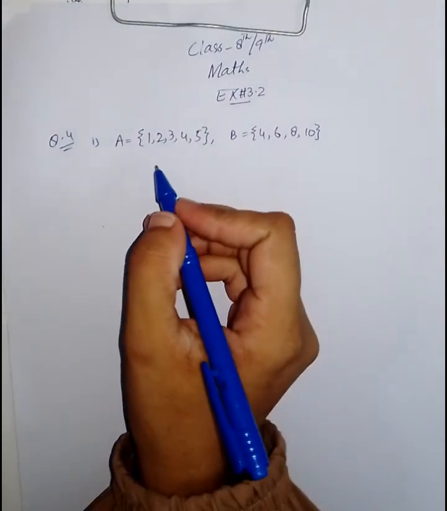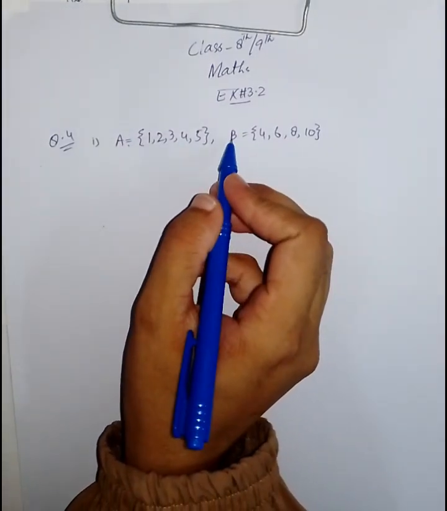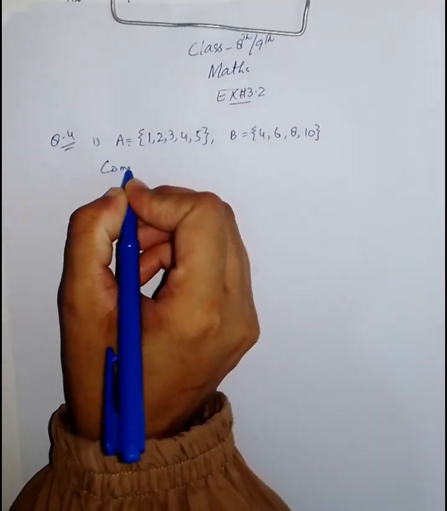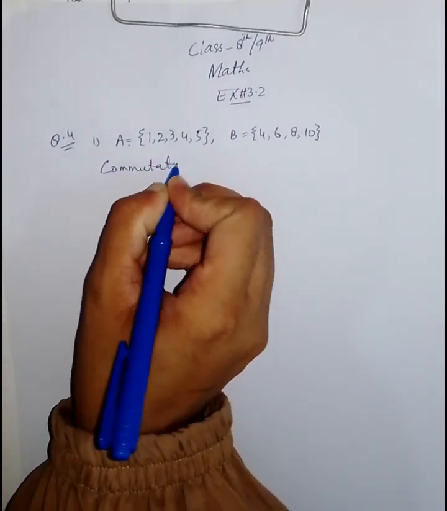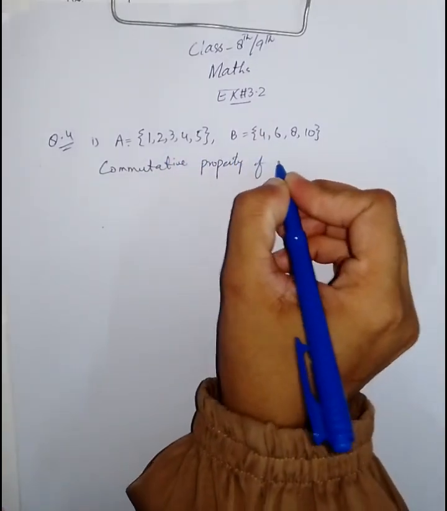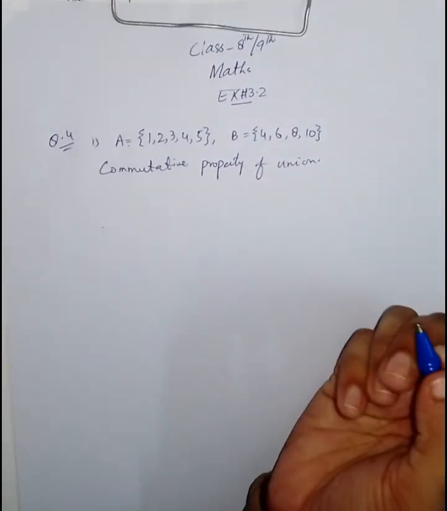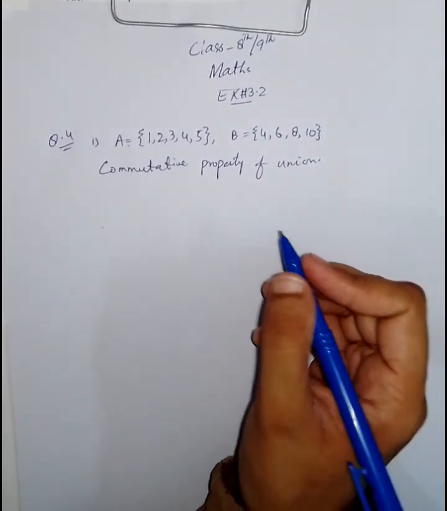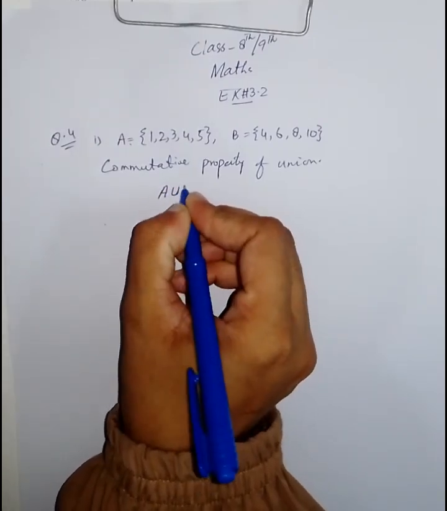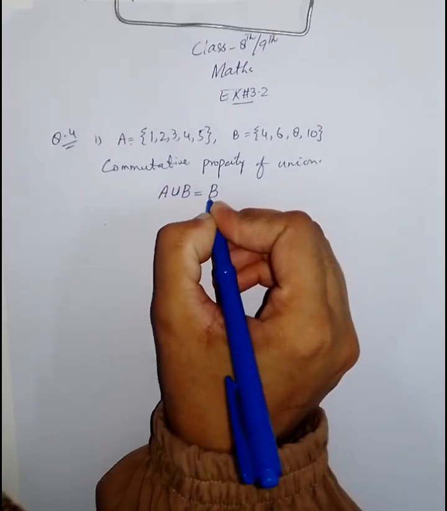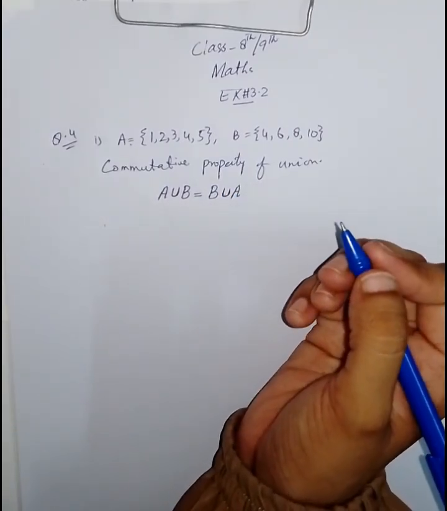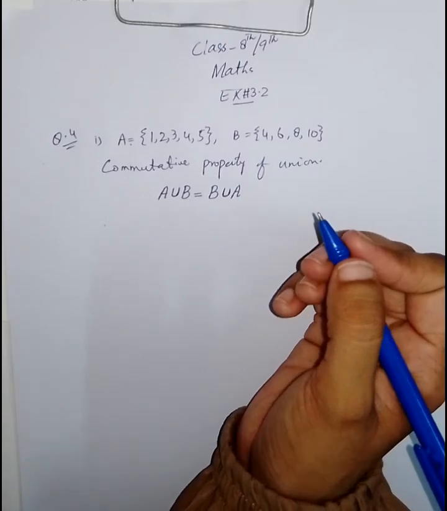So here are given two sets A and B. Firstly, we are going to verify commutative property of union. So firstly, discuss what is the commutative property of union. Commutative property of union says A union B equals to B union A. It means order doesn't matter if you take union of any two sets.